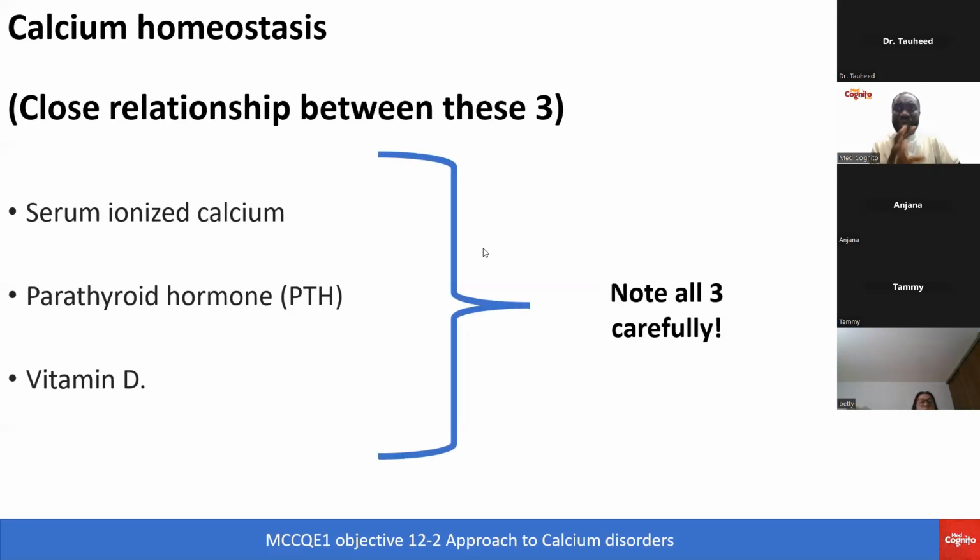So there's a close relationship between some components so far as calcium homeostasis is concerned. Number one, serum ionized calcium itself. Number two, the parathyroid hormone, and number three, vitamin D. So after you've written the things you're going to use as your benchmark so far as studying is concerned, I will write hypocalcemia, hypercalcemia. What is its relationship with the parathyroid hormone, and what is its relationship with vitamin D? These are the things I want you to start paying attention to because they are very critical. Ionized calcium, parathyroid hormone levels, vitamin D.